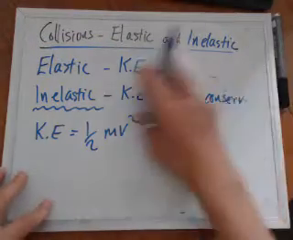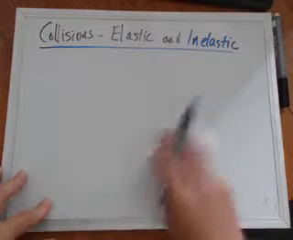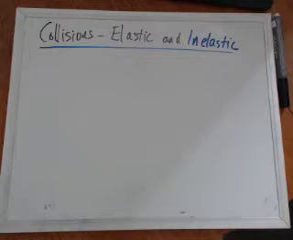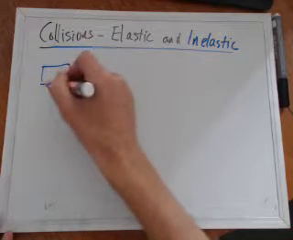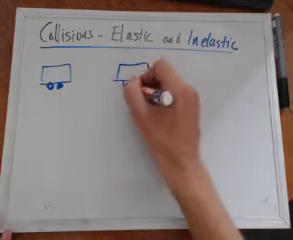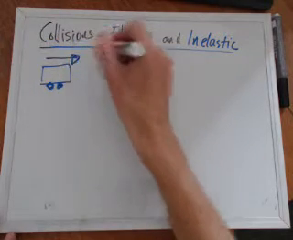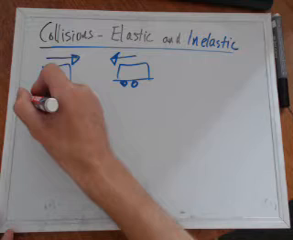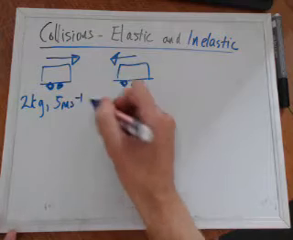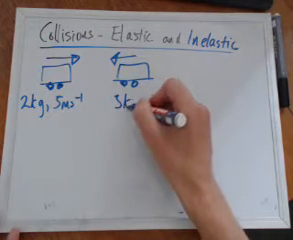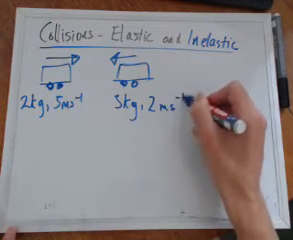Okay, now let's look at two examples. First of all, we'll look at an inelastic collision and calculate the kinetic energy lost, and then we'll look at an elastic collision. So we have here two trolleys that are dead set to collide with each other. This is before the collision. This one is 2 kilograms of mass with a velocity of 5 meters per second, and this one has 3 kilograms of mass with a velocity of 2 meters per second.